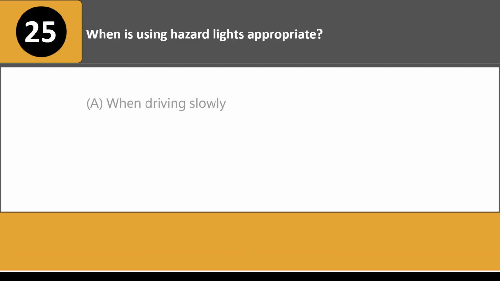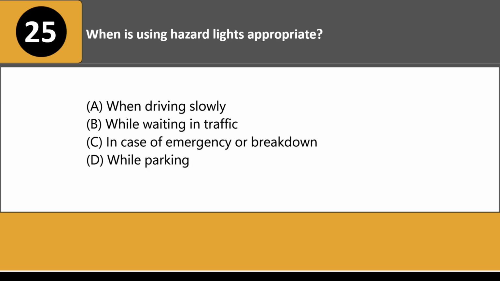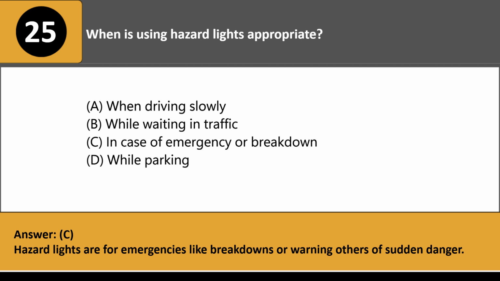When is using hazard lights appropriate? A. When driving slowly. B. While waiting in traffic. C. In case of emergency or breakdown. D. While parking. Answer: C. Hazard lights are for emergencies like breakdowns or warning others of sudden danger.